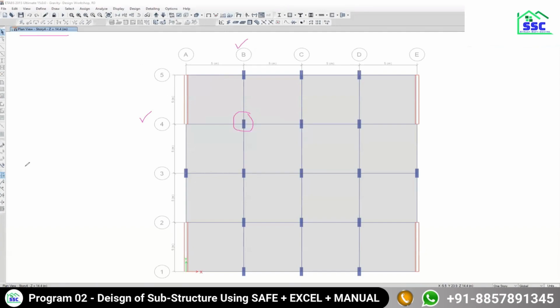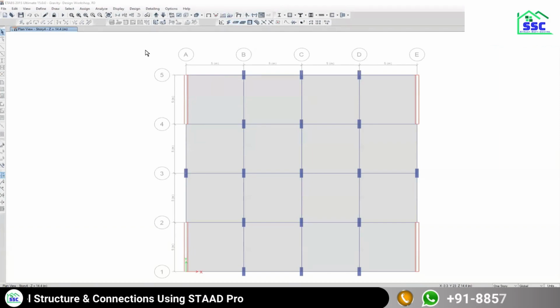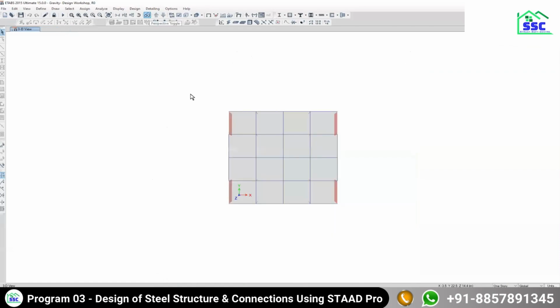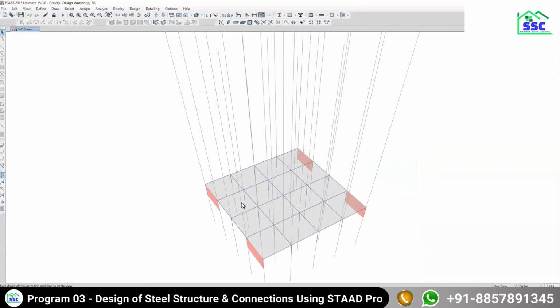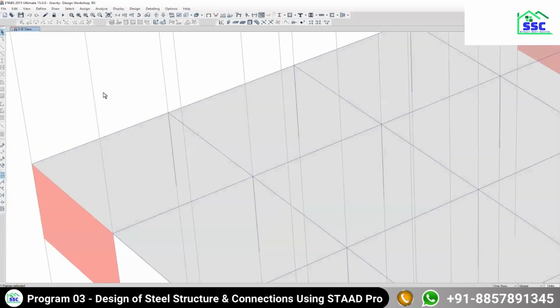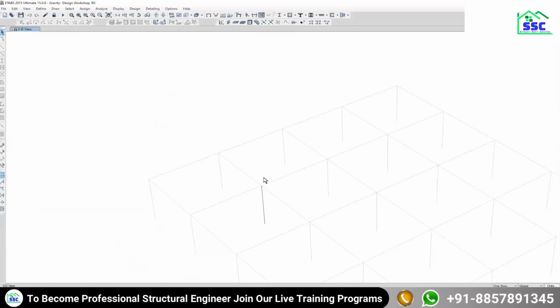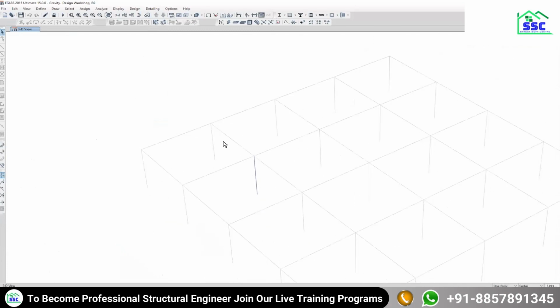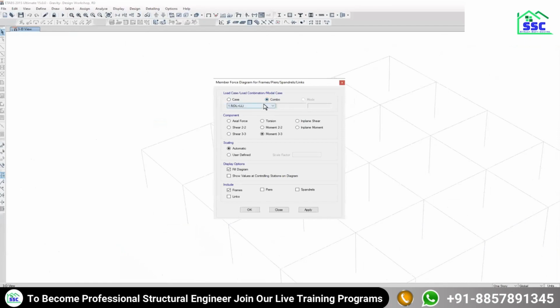Okay. So this is the column that we will use for our design. Let me show you how I have extracted the results. I will select the perspective toggle view from here, and I will go here. I will select only this column and click on show selected objects only. I am intentionally keeping the grid on just for reference. Now, combination, obviously 1.5 dead load plus live load, because we are designing it for gravity loads only.